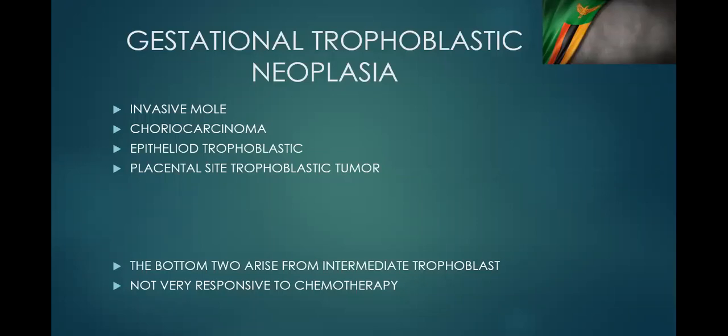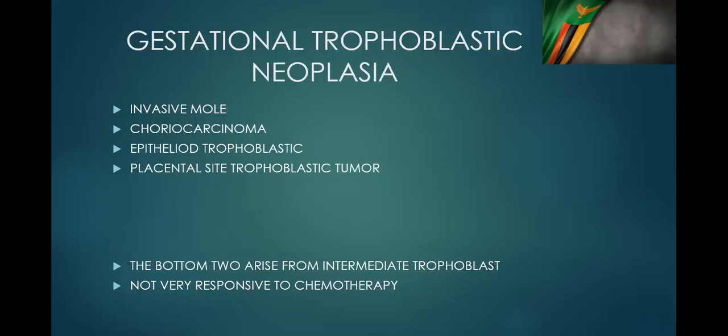Then choriocarcinoma is the one that really spreads everywhere: to the lungs, to the brain, to the vagina, to the liver, to the kidneys. So it has this high propensity to spread everywhere.